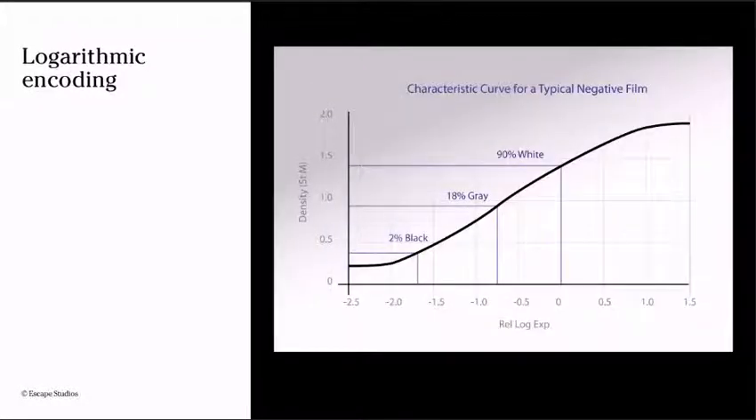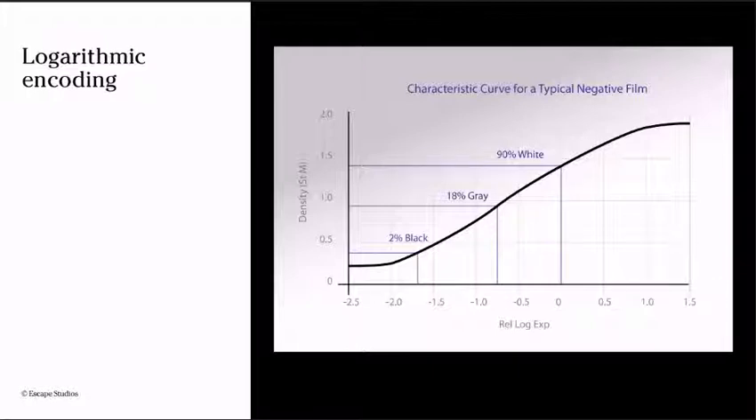This is a characteristic curve for a film negative, created by plotting density on the negative in the y-axis and exposure in the x-axis. This curve above 90% white induces gentle highlight compression that is much more natural than the hard clip implemented by video cameras. The same is true in the dark shadow areas.